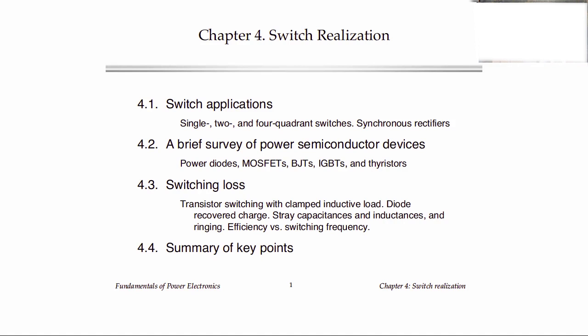So what we're going to do is to refine our equivalent circuit models that we derived in Chapter 3 to include switching loss, and so that we'll have equivalent circuit models that include things like the diode reverse recovery and its effect on the converter efficiency.